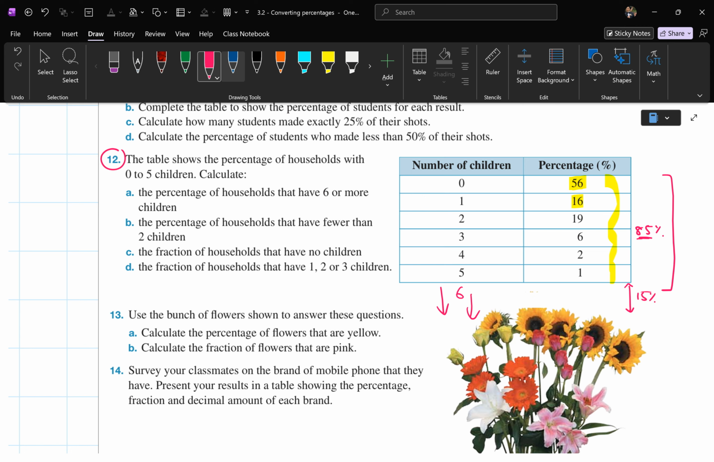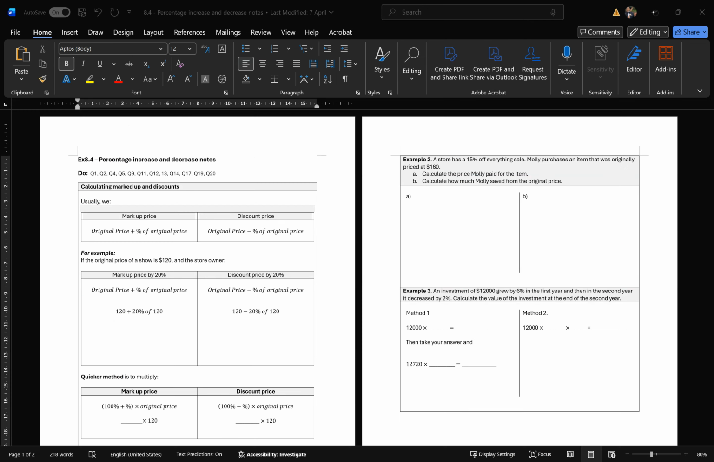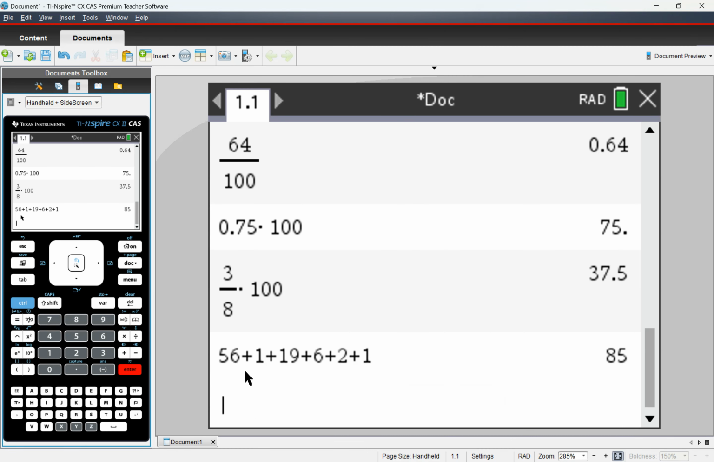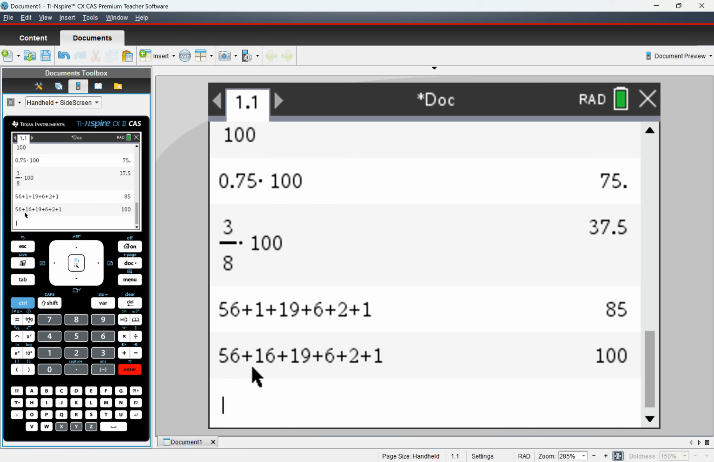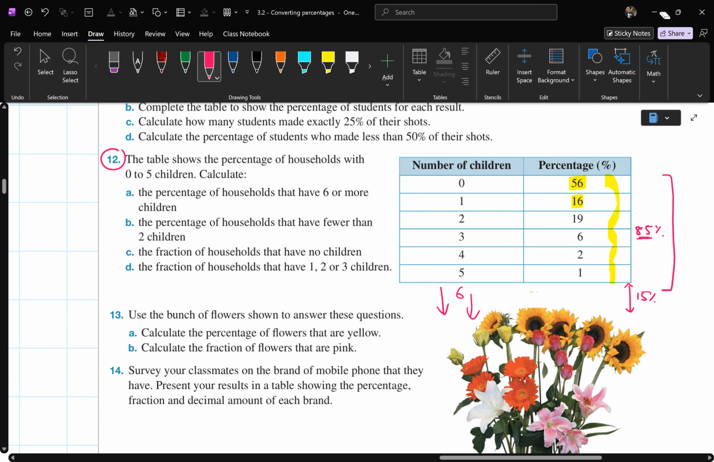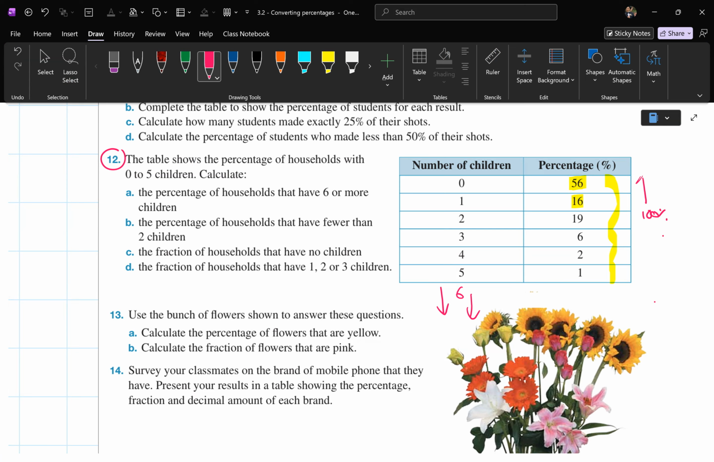So naturally, I was thinking 0, but good thing I checked that 56 plus 16 plus 19. Wait, did I type it right though? Let me just double check again. Oh, no, I didn't type it right. Maybe that's why it was a mistake. Okay, let's do it again. So 56 plus 16 plus 19 plus 6 plus 2 plus 1. Sorry, false call. It was 0. They do all add up to 100%. Good thing I double checked.